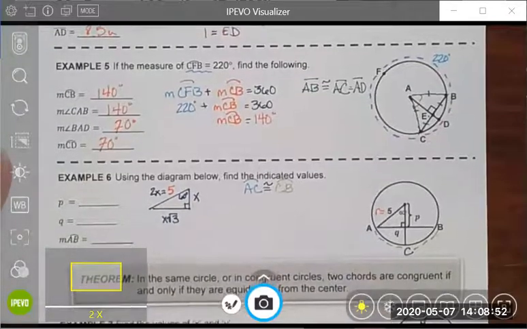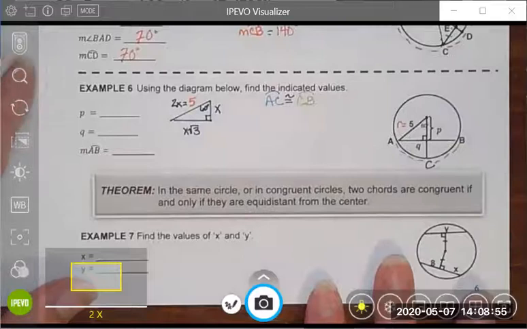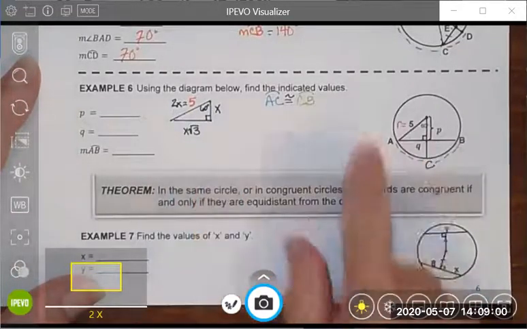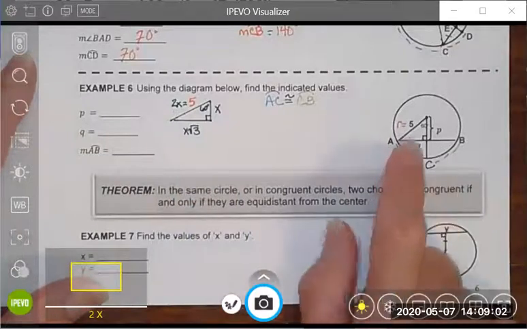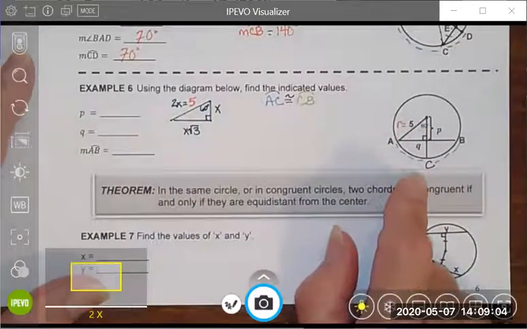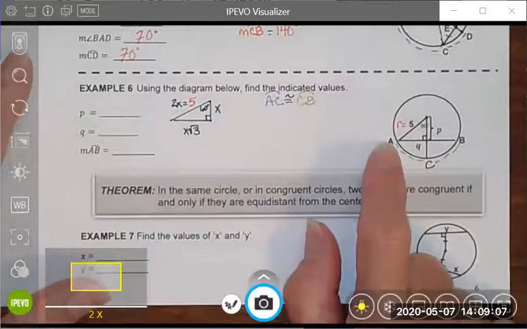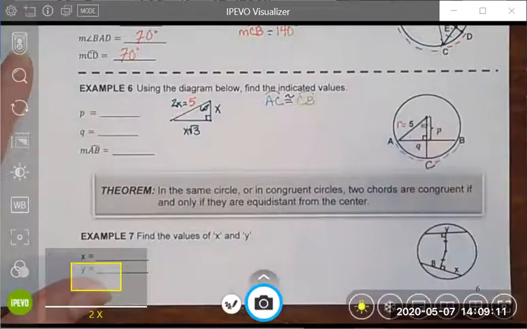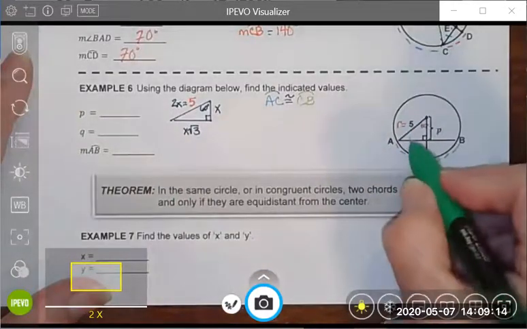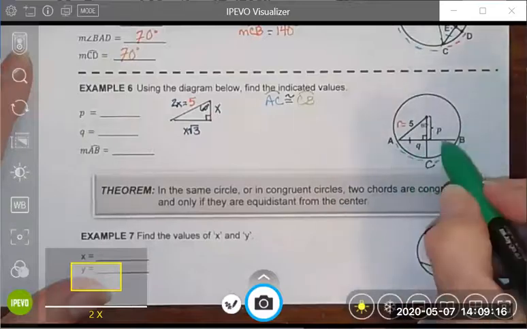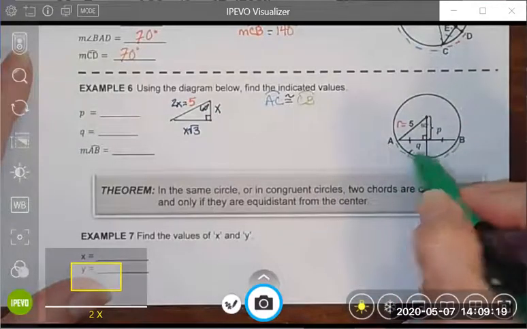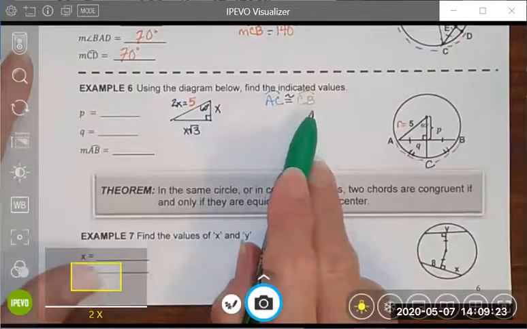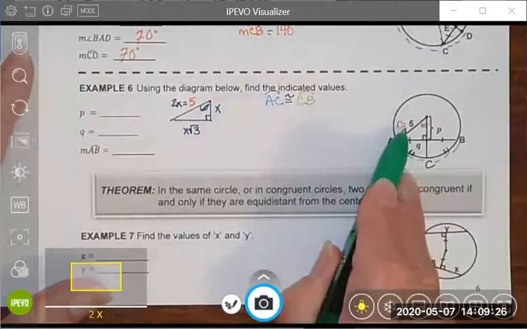One more, actually two more, because I forgot there's a theorem here. This one is going to use that same information. They've already drawn a nice picture for me, and they gave me my right triangle. Because this goes through the center and is perpendicular, I can conclude a few things. I know that A to this point is congruent to this. I know that these two arcs are going to be congruent. Arc AC is congruent to CB. I know that the radius is 5.